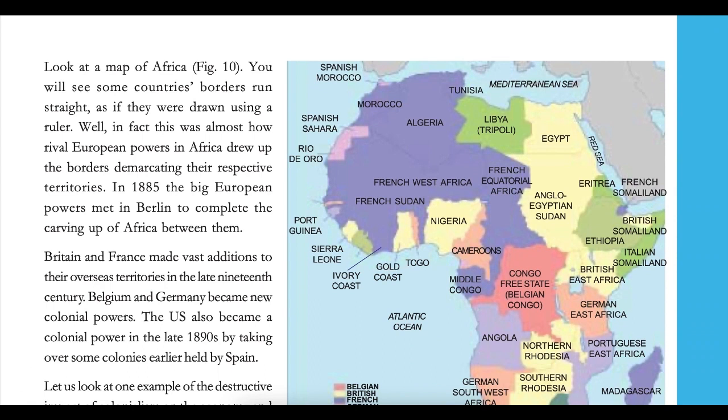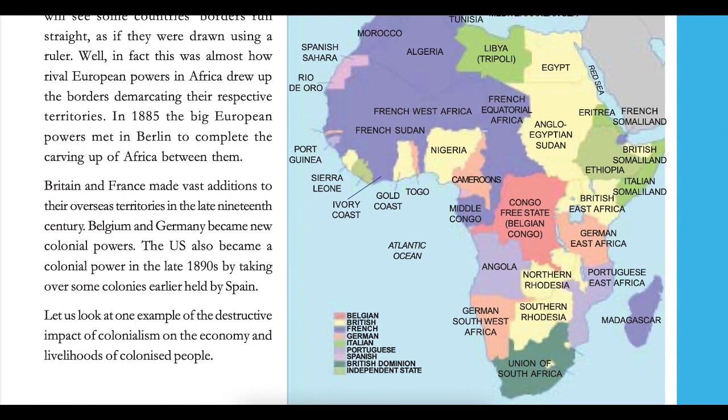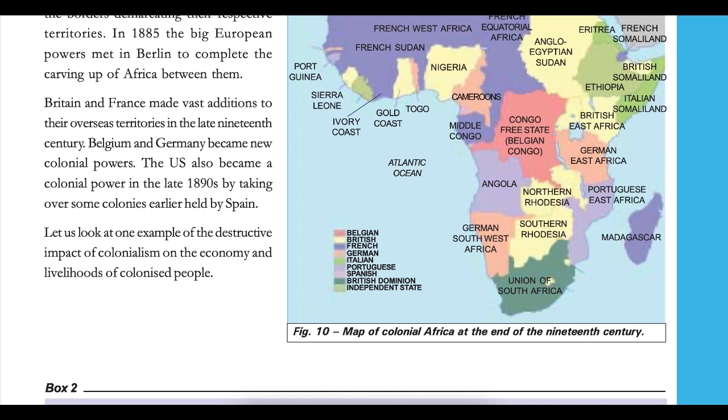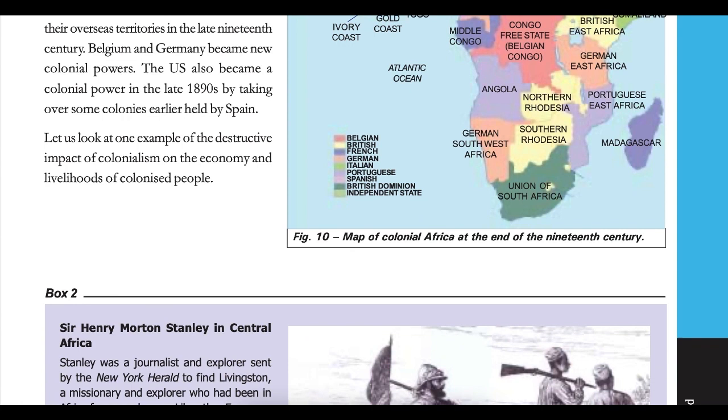You will see some countries' borders run straight as if they were drawn using a ruler. Well, in fact, this was almost how rival European powers in Africa drew up the borders, demarcating their respective territories. In 1885, the big European powers met in Berlin to complete the carving up of Africa between them. Britain and France made vast additions to their overseas territories in the late 19th century. Belgium and Germany became new colonial powers. The US also became a colonial power in the late 1890s by taking over some colonies earlier held by Spain.